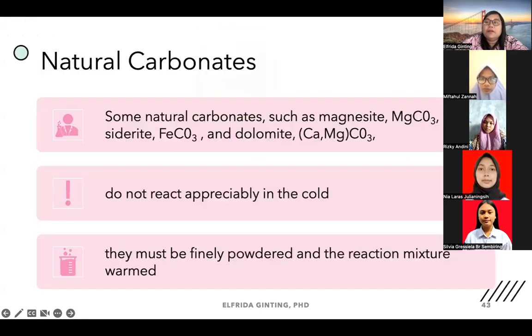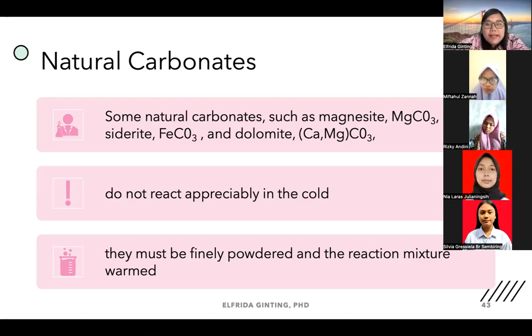Now, we have several natural carbonates. The examples of natural carbonate are magnesium carbonate or magnesite, siderite, this is iron carbonate, or dolomite. Dolomite is calcium magnesium carbonate.